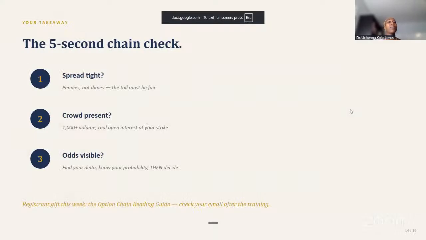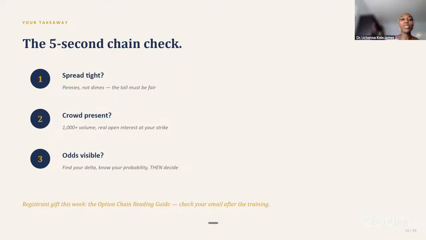So as a recap, you want to make sure your bid-ask spread is tight. That's one of the most important concepts that I want you to understand when choosing the right option. Is the crowd present? Meaning 1,000 plus with volume. Volume, I tend to fluctuate. I want my open interest to be at least 100. The volume, if it's over 500, that's fine too. And then find your delta. Know the probabilities of your option either being in the money or out of the money. Then you decide.